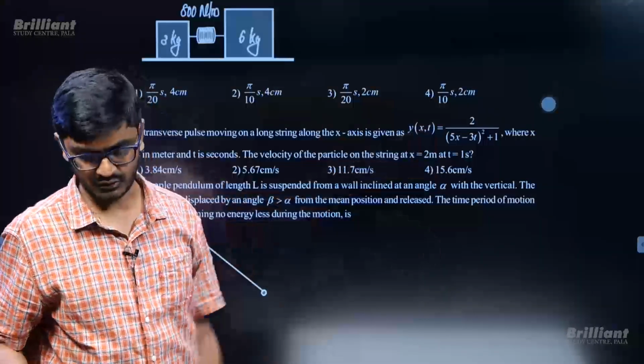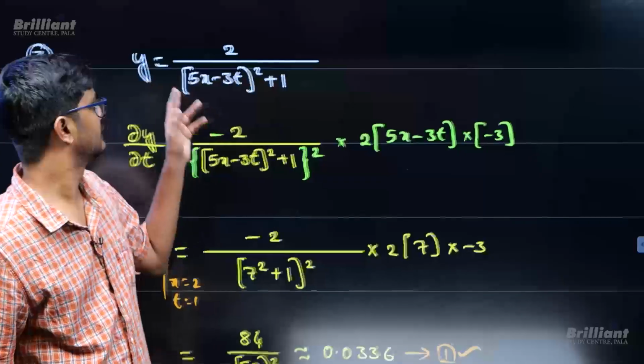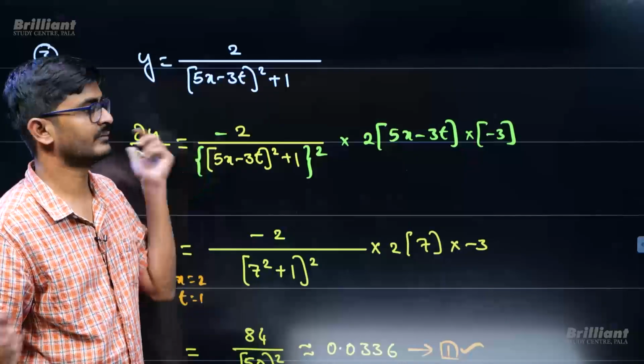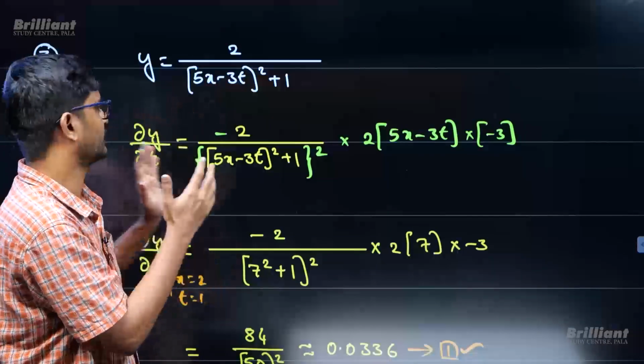So you need to find ∂y/∂t, where the x value is fixed, right? So y is given. Now you need to find ∂y/∂t. Why ∂y/∂t? Because the x value is fixed at 2. We are looking at the video of x equals 2. So the x value is fixed.